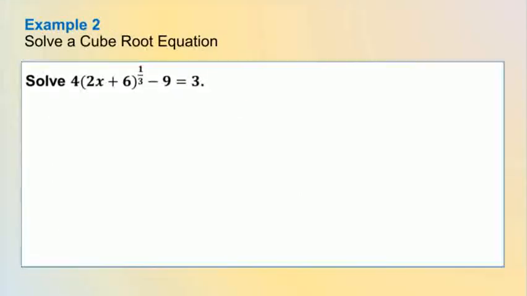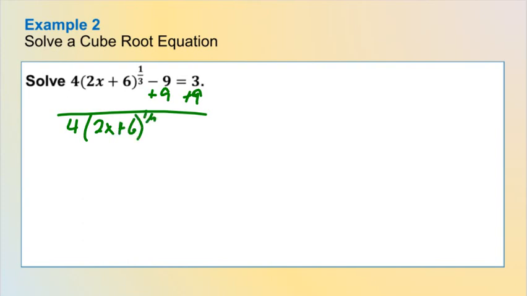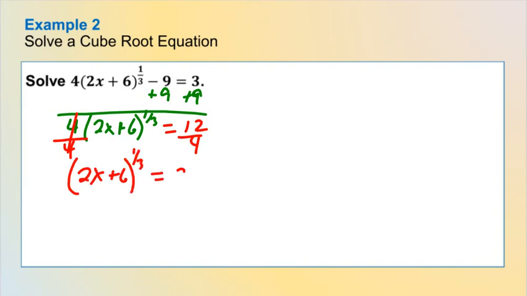Example 2, we have cube root equations now. So we're doing the same thing. Now here, to get the radical by itself, I'm going to add 9. So now I have 4 times 2x plus 6 raised to the 1/3 power. I'm just going to keep the exponent on here. Equals 12. Divide everything by 4. And now I have 2x plus 6 raised to the 1/3 power equals 3.